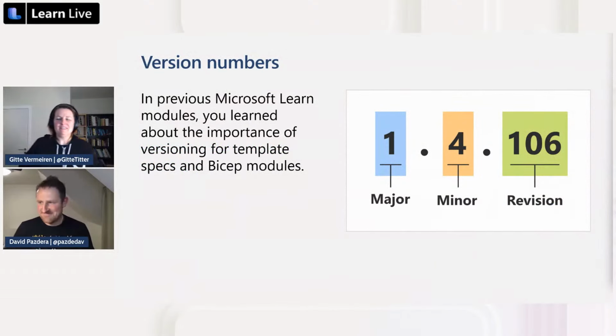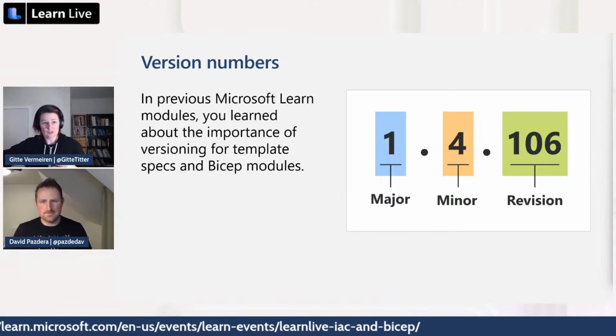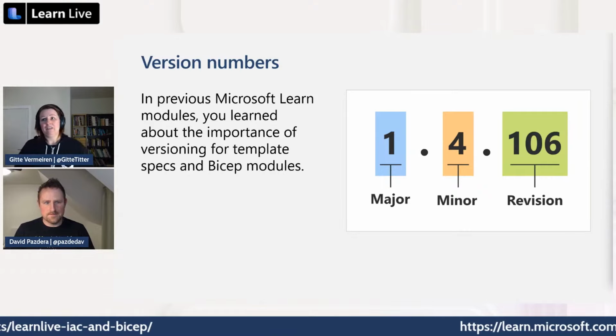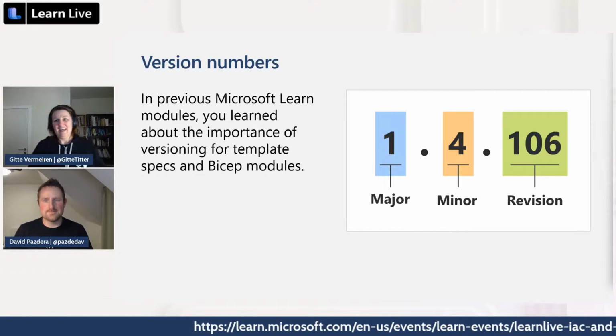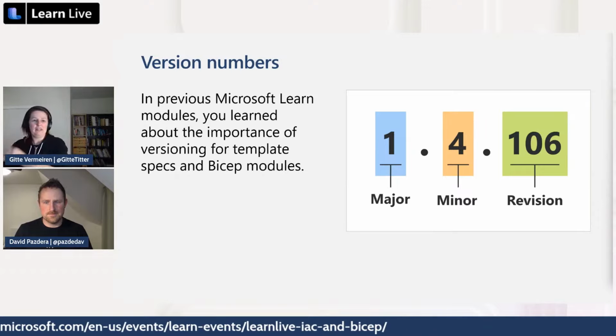Yeah, and basically it's indeed that you want to know when something has changed to that template spec or to that module. That's basically the basis of it. Now, next to knowing that something has changed is knowing what has changed, and if that change actually has influence on your usage of that template spec or of that module. And that is where using a system in your version number starts making sense. A good system that you may want to use is one that uses major, minor, and revision numbers.